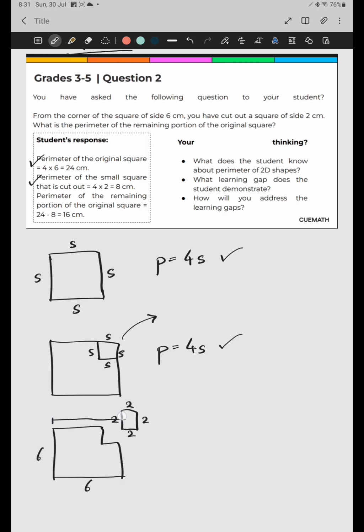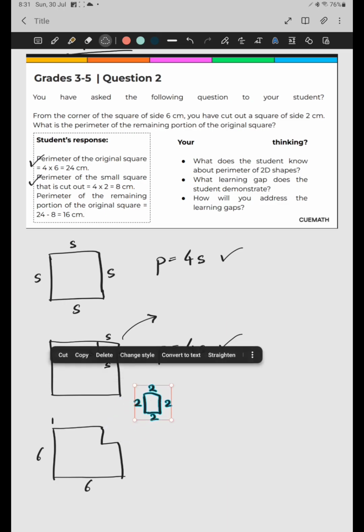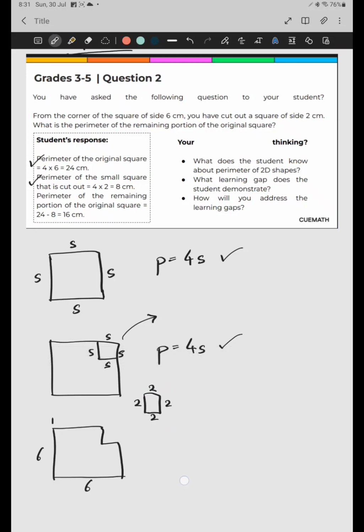This length was, just move this a little bit aside. So this length still remains 6 even after removal of this. Now it can be argued that the area has reduced, but the perimeter has nothing to do with the area. Perimeter is just the outer boundary that the figure traces. It doesn't include the quantity or amount of substance in it.